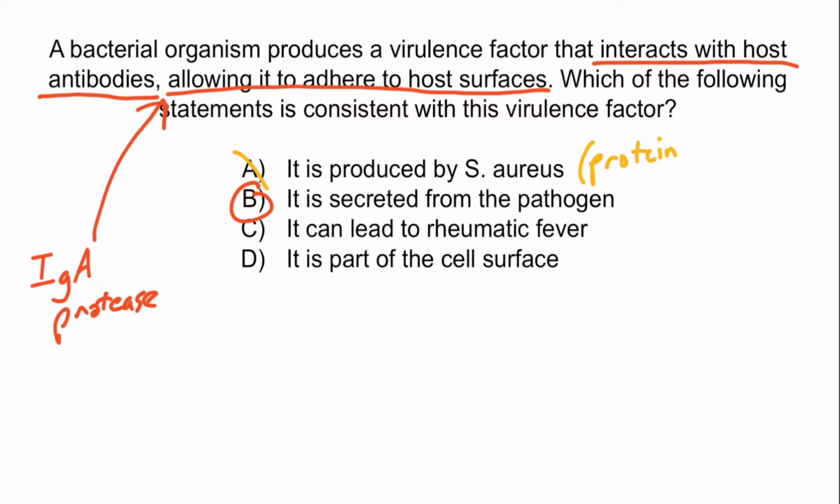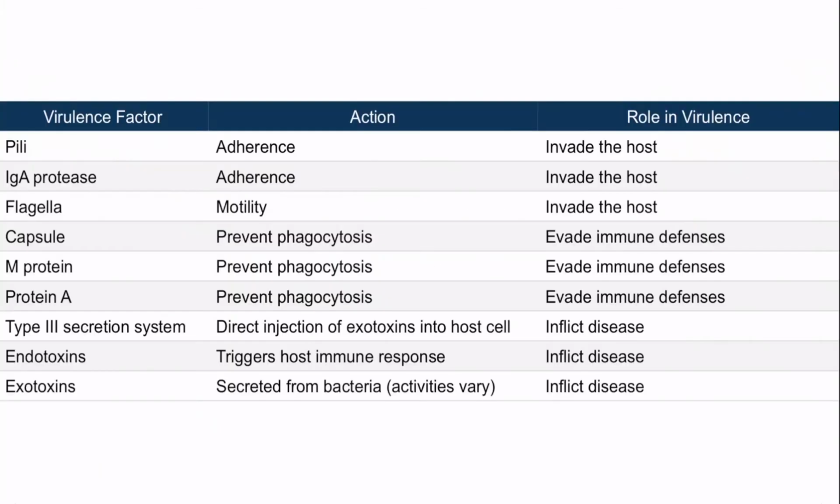This is called protein A. However, protein A isn't responsible for allowing the pathogen to adhere to host surfaces. Its role is to help the pathogen evade phagocytosis. And choice C is wrong because this describes the M protein. And the M protein is not responsible for allowing the bacteria to adhere to host surfaces, as the question stem suggests. And lastly, choice D is wrong because protein A is not part of the cell surface. It is secreted.